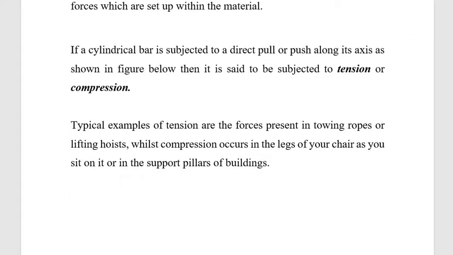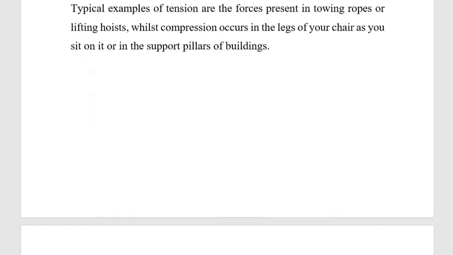Typical examples of tension are forces present in towing ropes or lifting hoists. For compression, an example can be looked at on the legs of a chair: as you sit on it, the legs of the chair tend to be in compression, and therefore the stress that will be set up in those legs will be compressive stress. Another example can be the pillars of a building, because these pillars support a weight which is on top of them, and therefore they are always in compression.